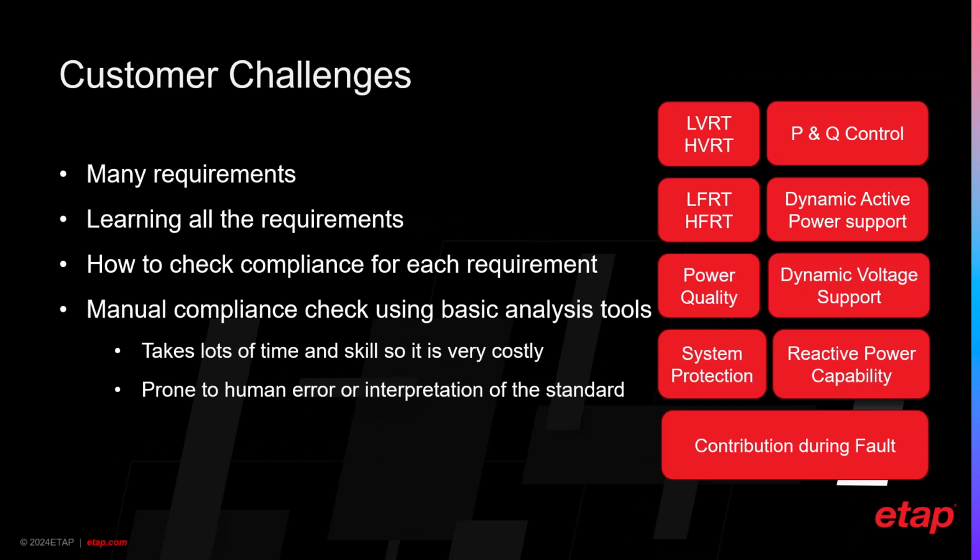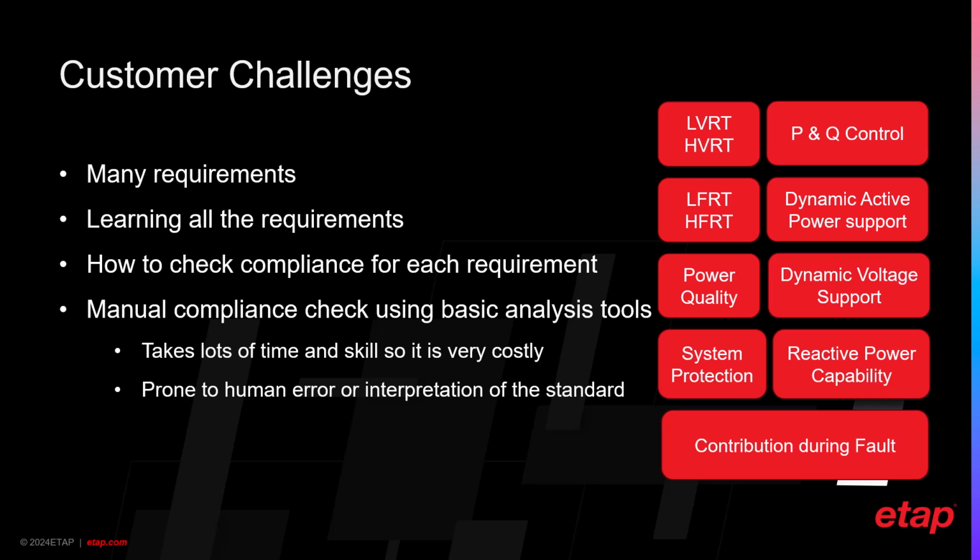Standards and codes related to interconnections of renewable power plants and systems define many requirements, both at the points of interface and common coupling of individual inverter-based resources, known as IBRs. These standards cover various performance requirements, including but not limited to voltage and frequency ride-through, active power control, reactive power control, dynamic active power support under abnormal frequency conditions, dynamic voltage support under abnormal voltage conditions, power quality, negative sequence current injections, and system protection.